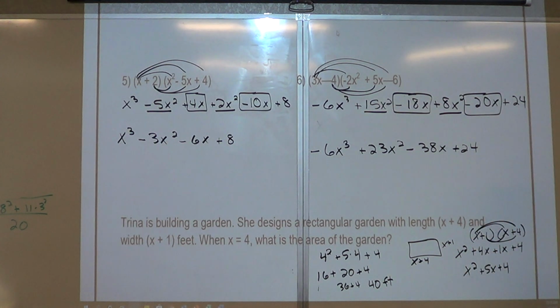So the total area that we have is 40 feet. So that's how we multiply binomials together.